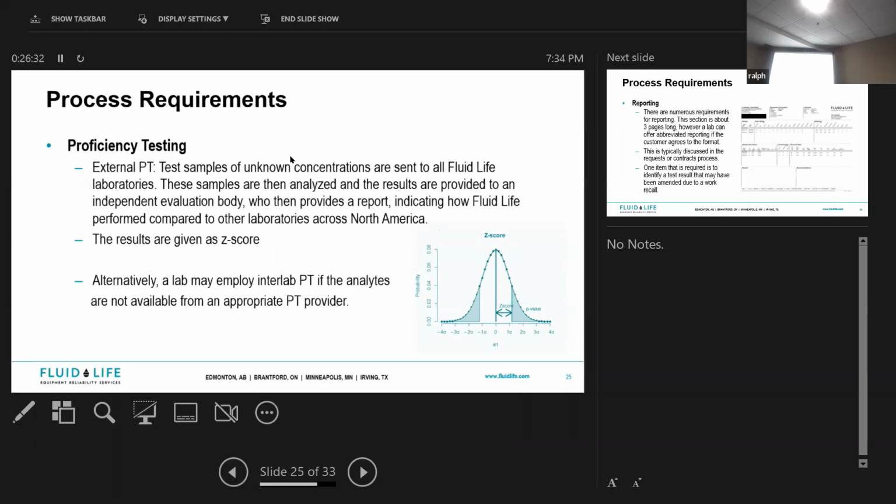Alternatively, if there's no PT for your test, you can do interlab samples. So you compare with other labs, or you do duplicates, or you do something to ensure that you're doing ongoing PT throughout the year.